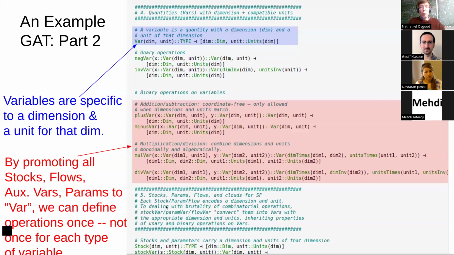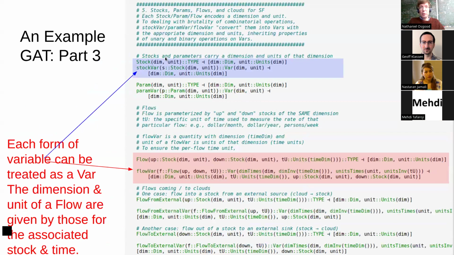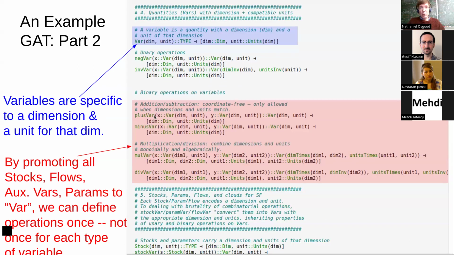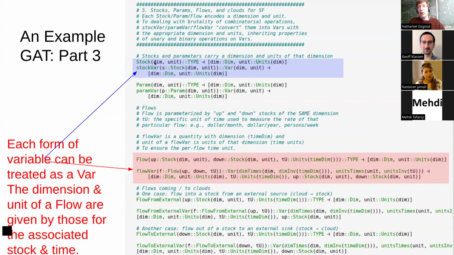Okay, so we're doing this with variables, but a lot of the goal is that UJ didn't want to have to write plus and minus and div and mul for every combination of stocks and flows and parameters and auxiliary variables. That would have been brutal. Brutal, indeed.